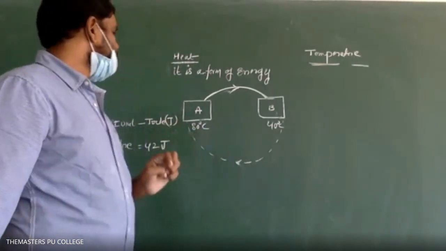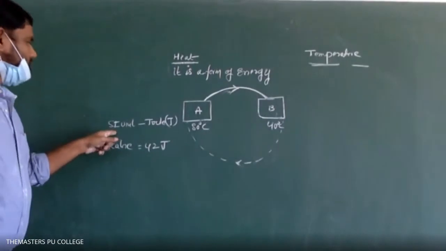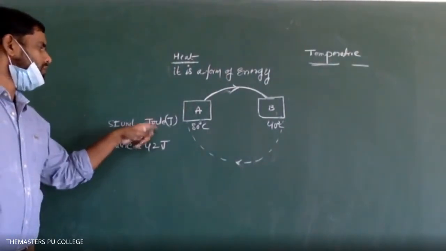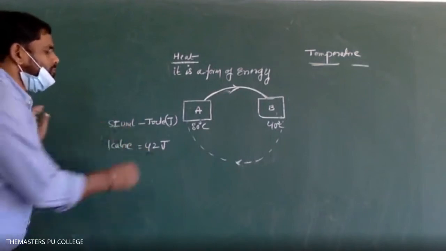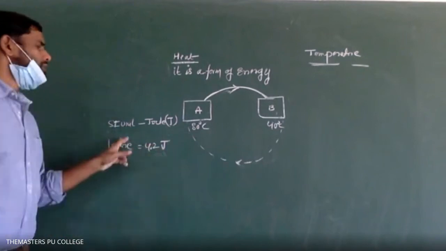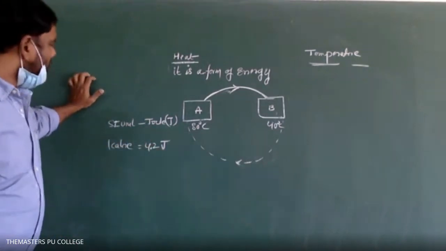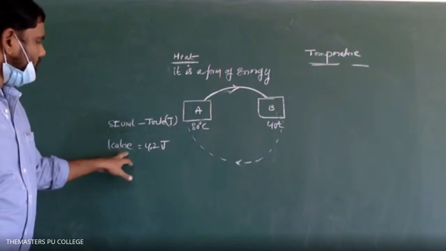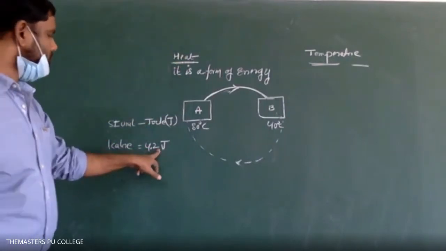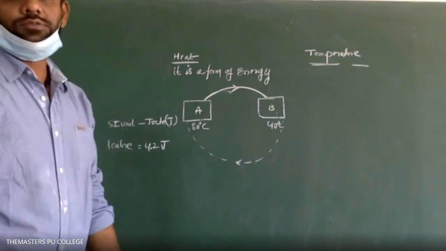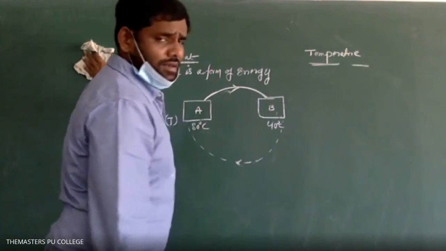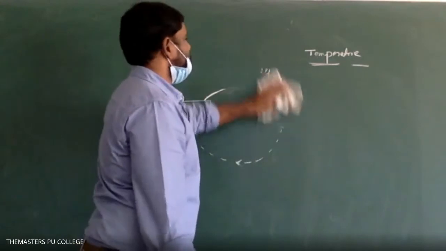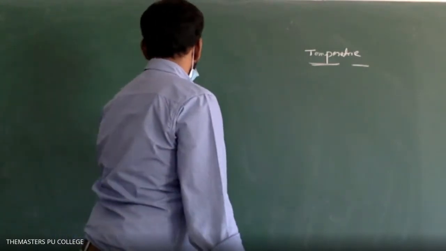You can write this: the SI unit of heat is the joule, and it can also be measured in calories. 1 calorie equals 4.2 joules. Okay, clear, guys? Right, so let us go with the next topic, that is temperature.